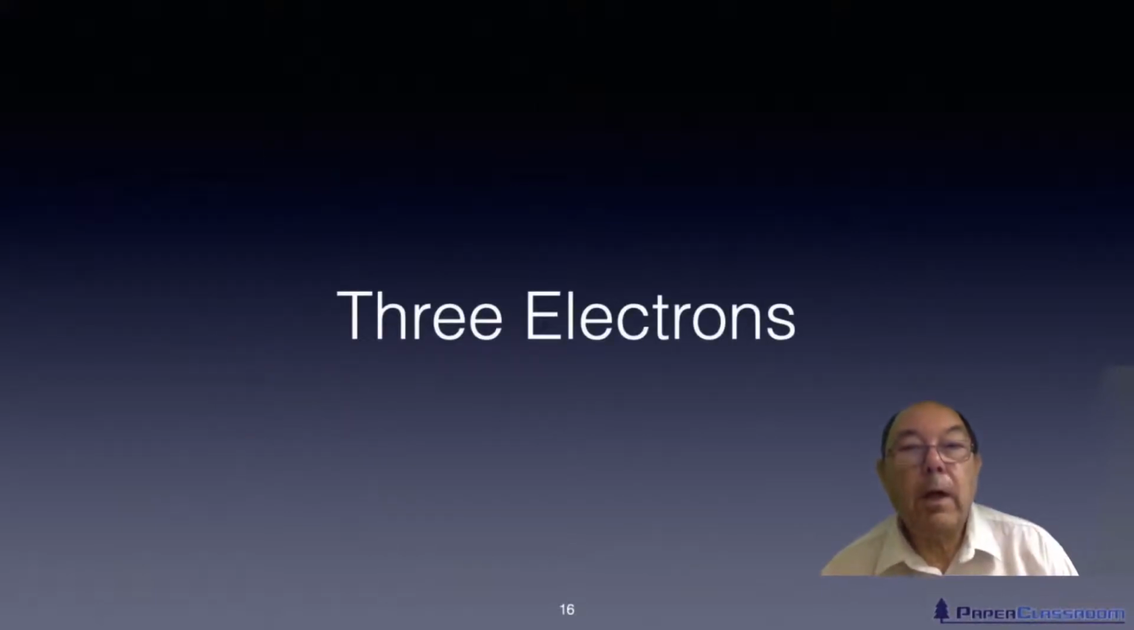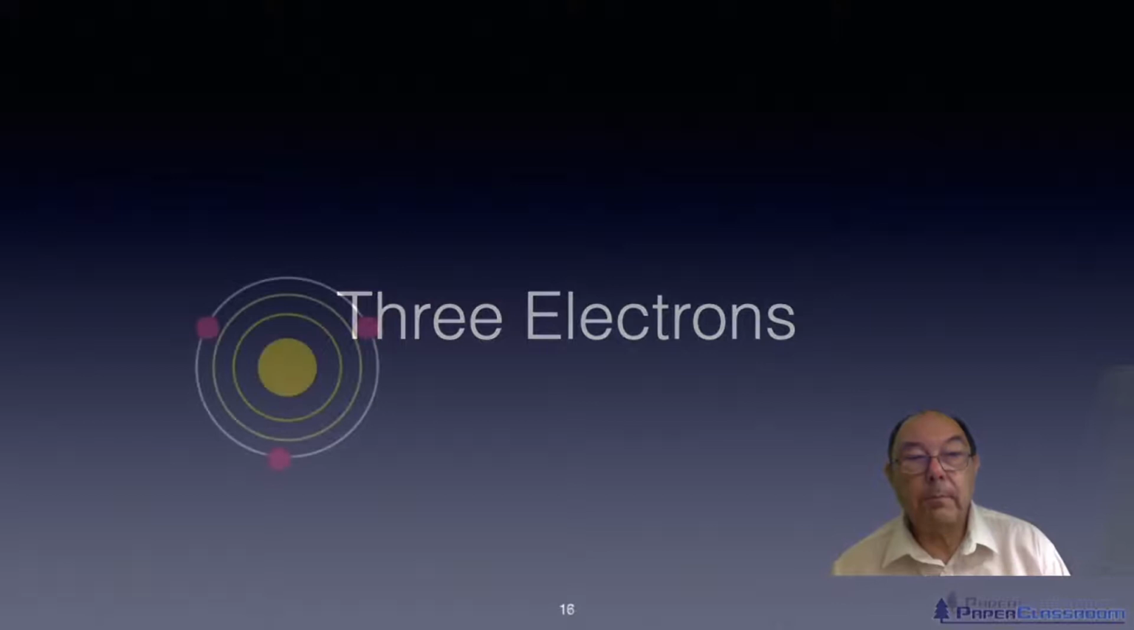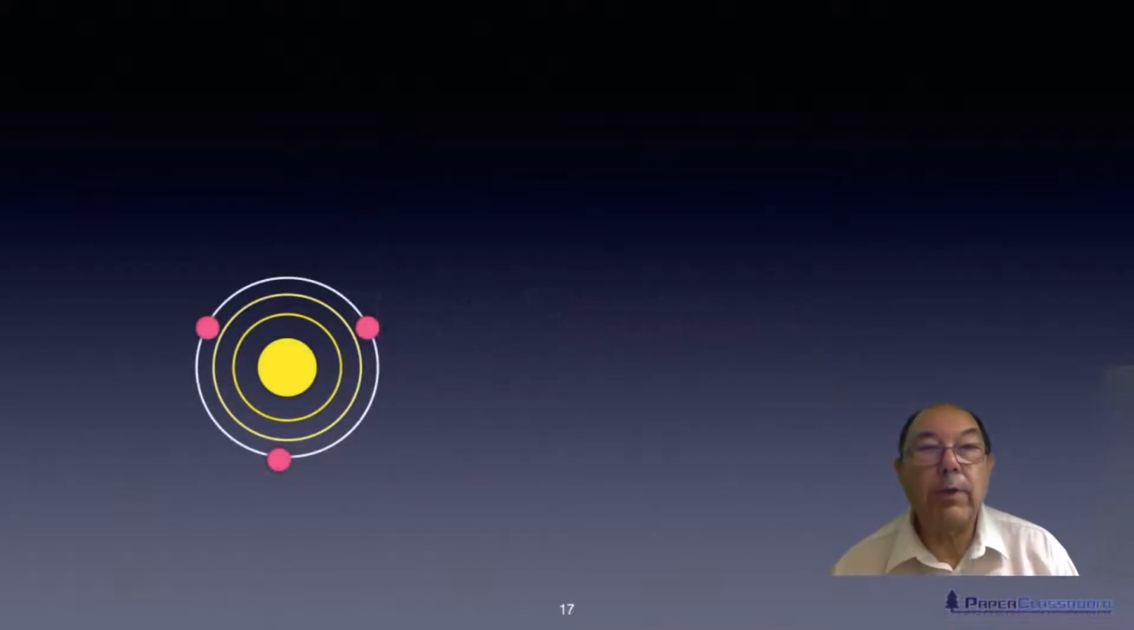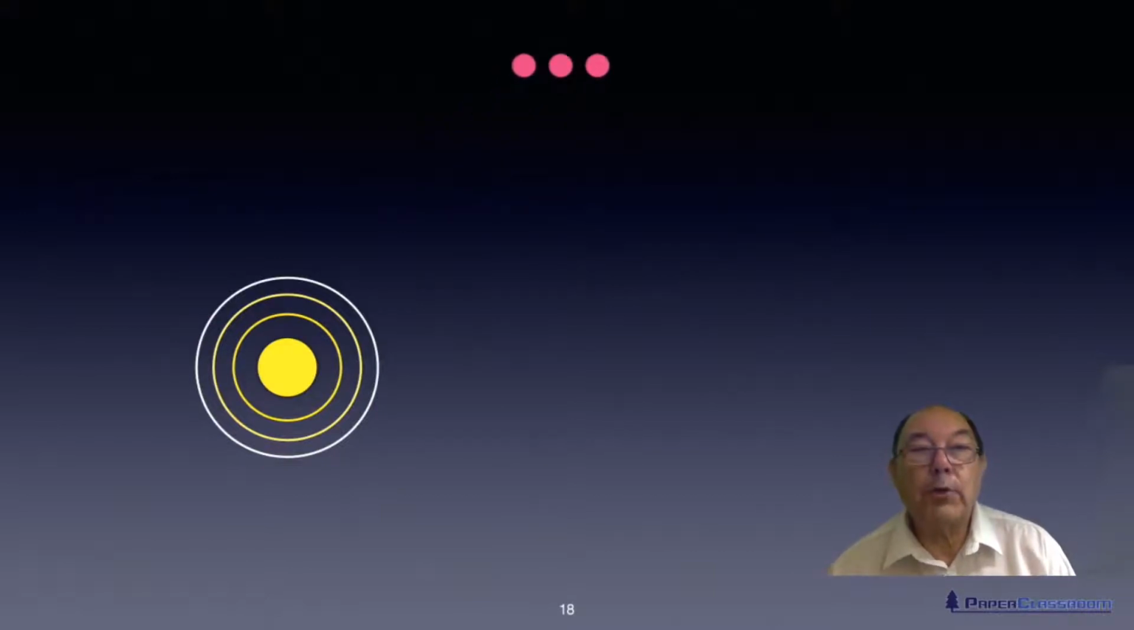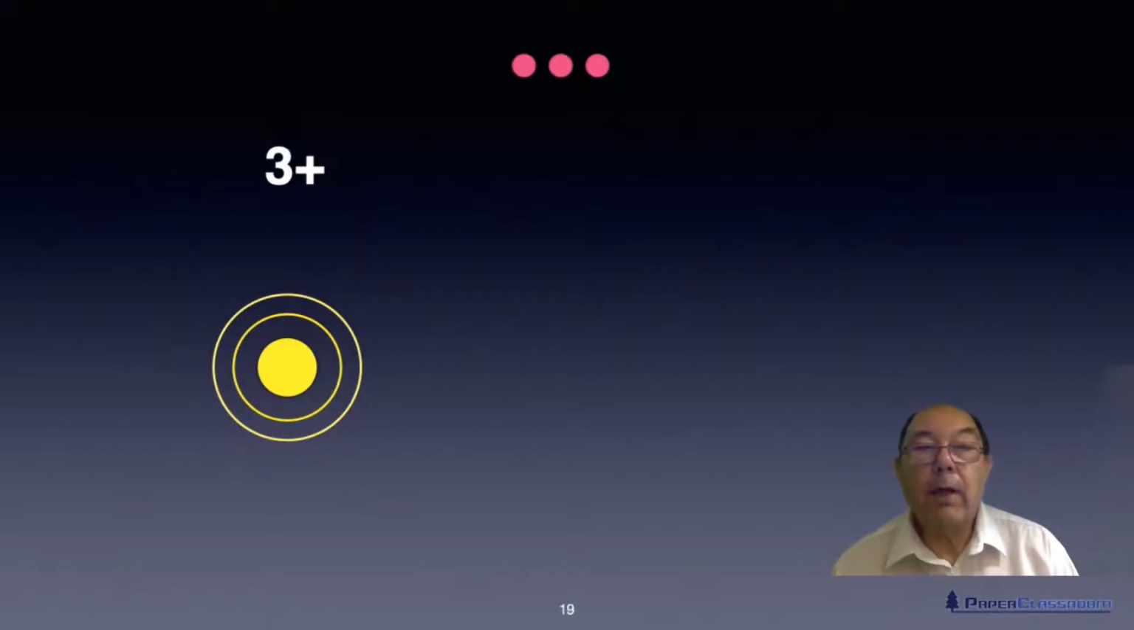Finally, we'll do it for 3 electrons. So here we have an atom with 3 electrons. It gets rid of those 3. It now has a charge of +3. That orbital doesn't exist anymore, and again you've got a happy ion with a charge of +3.